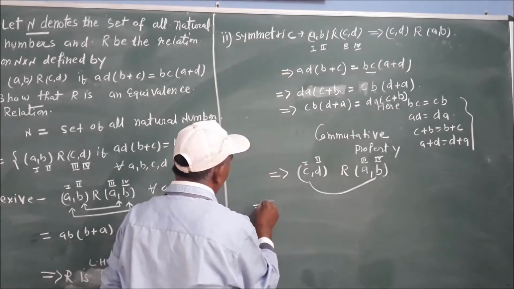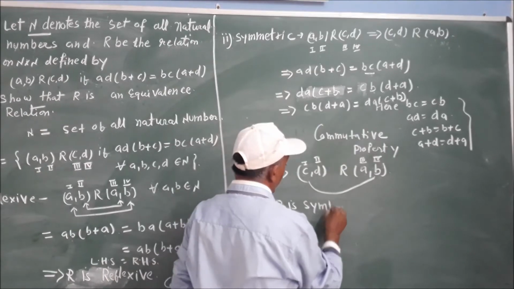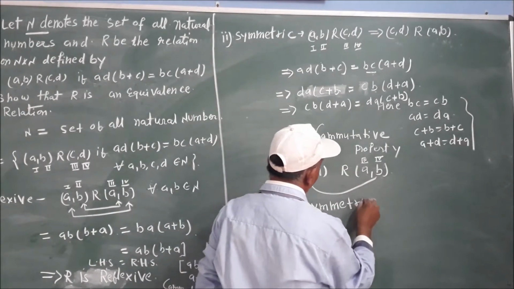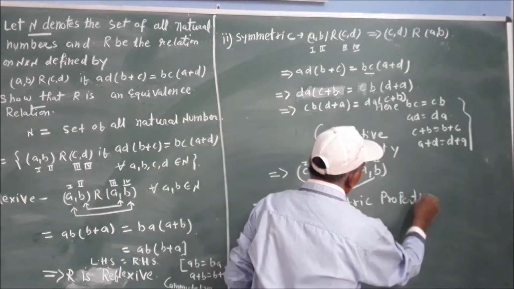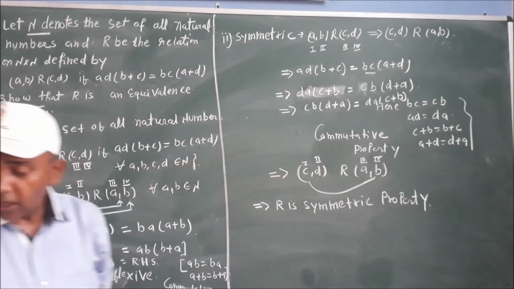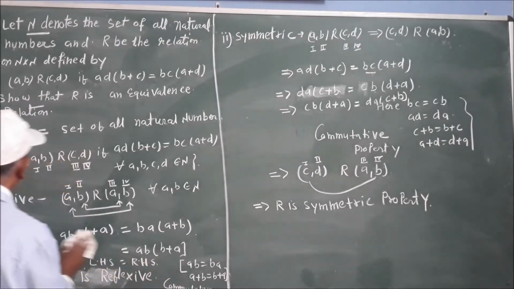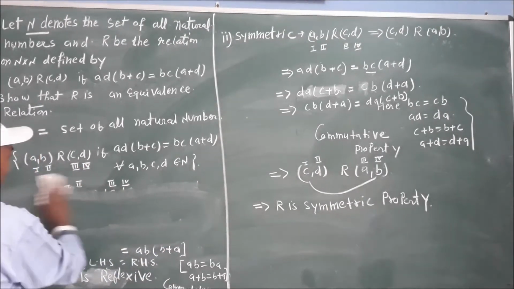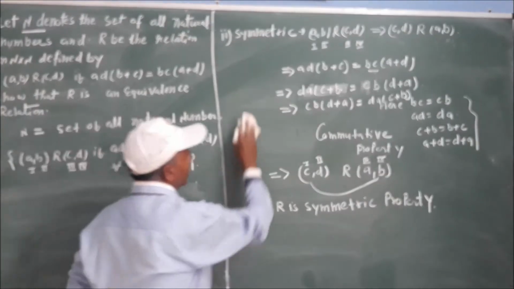So we can say this implies R is symmetric. So R follows the symmetric property. After that, we have to show that this R also follows the transitive property.